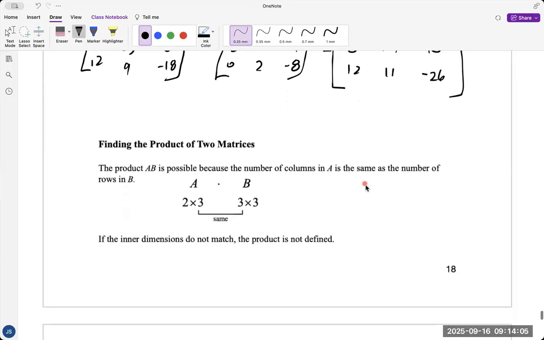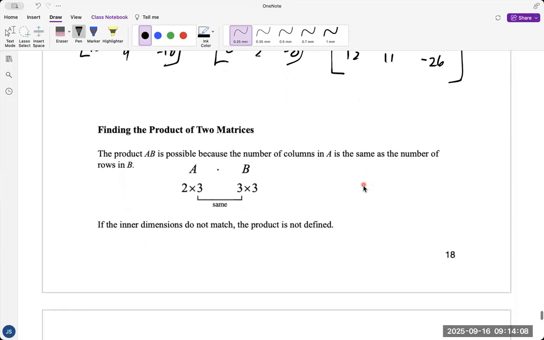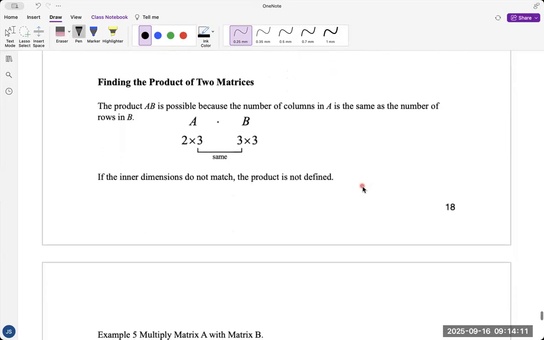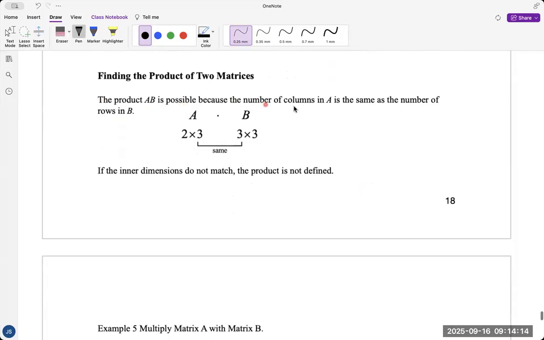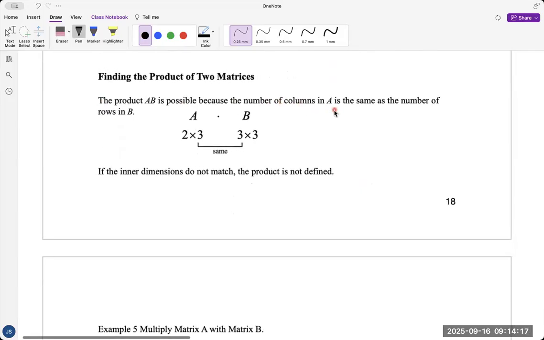Finding the product of two matrices. The product AB is possible if the number of columns of A, listed as the second number. So if you have a 2 by 3 matrix, the columns are the second number listed. If the columns in A are the same as the rows in B, then this product is possible. An easy way to think about that is to write the dimensions of A and the dimensions of B, making sure to do the row first and the column second, then the inner numbers should match.